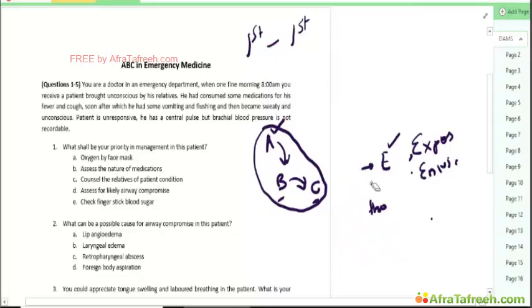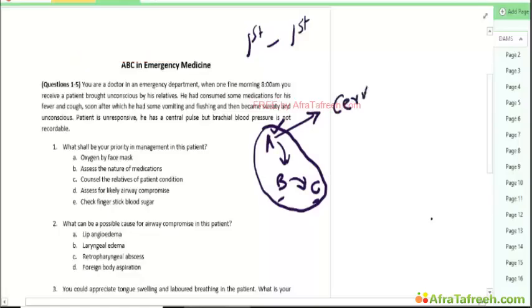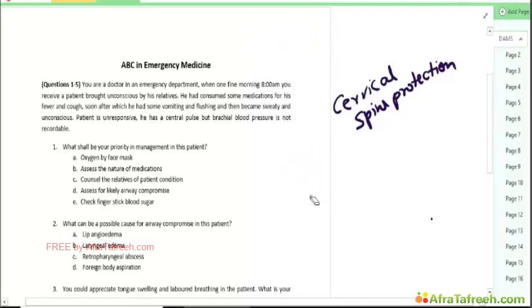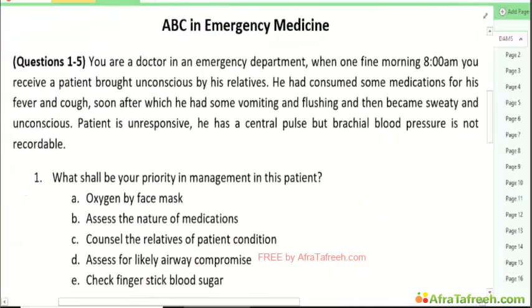In trauma patients, there is one addition. With airway, there is also cervical spine protection. This is only for trauma patients, not for other patients or suspected trauma patients. Right. So having understood the initial evaluation concepts in emergency medicine for all the patients, let's see and address the questions.